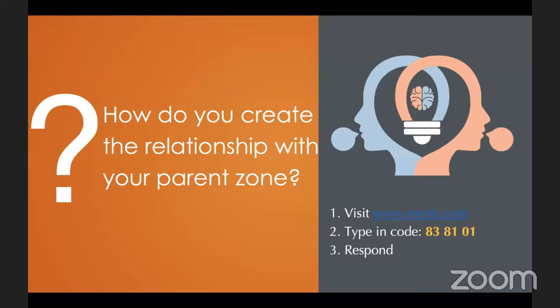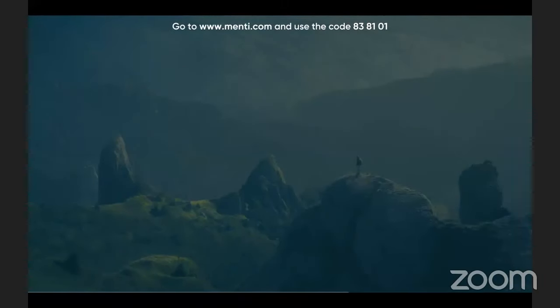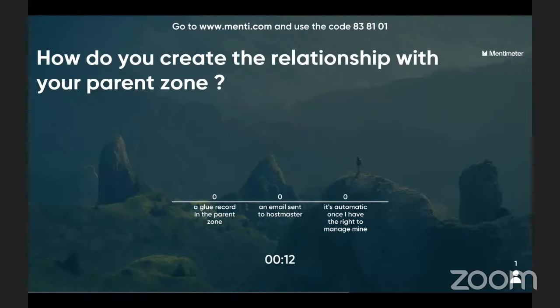Before we move on, another question for you. How do you create the relationship with your parent zone? You go on Menti. 50 seconds. How do you create the relationship with your parent zone?